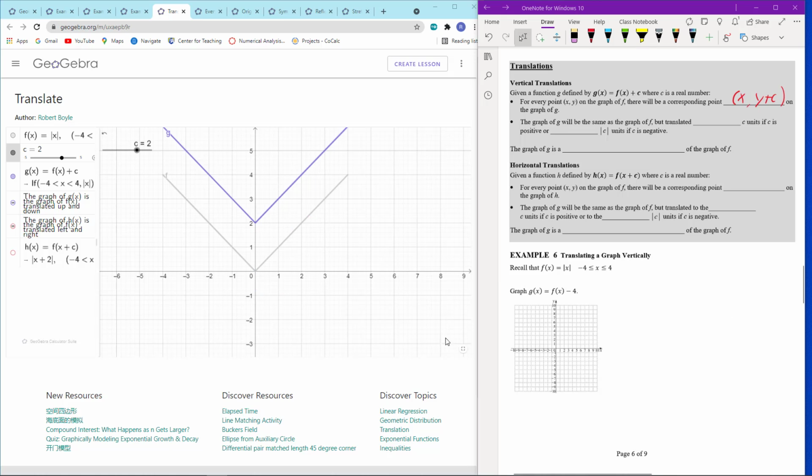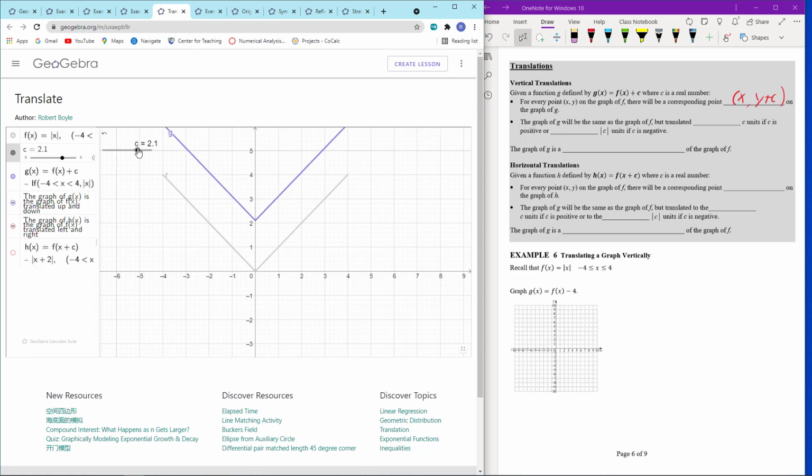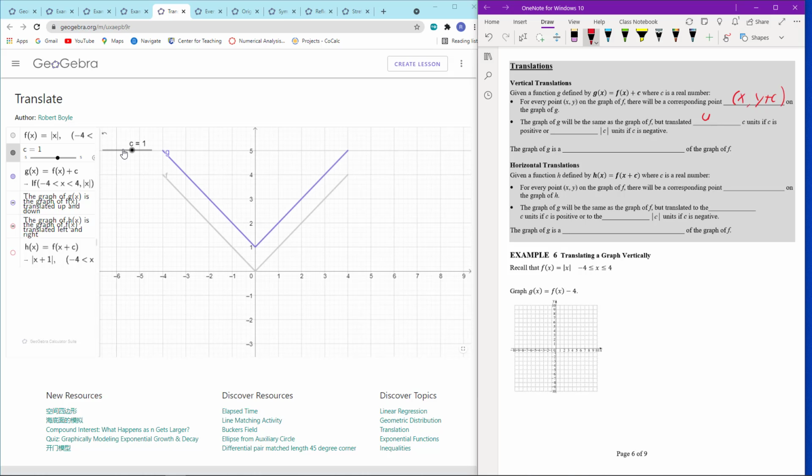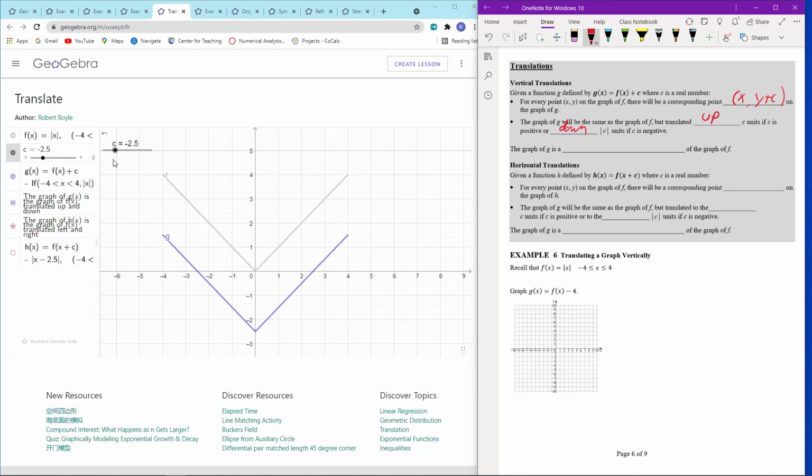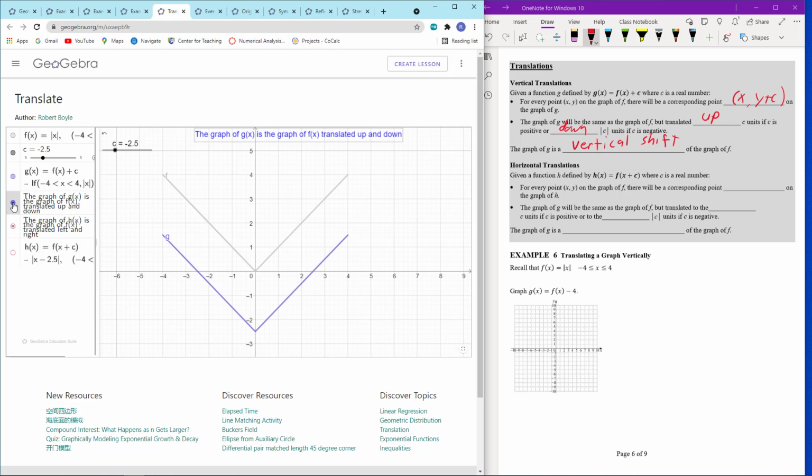What else can we say about this? Well, it turns out that if c is positive, then the graph shifts up by whatever the amount c happens to be. So the graph is translated up c units if c is positive, and if c is negative, then the graph is translated down by the absolute value of c. So we would call the graph of g a vertical shift of the graph of f.